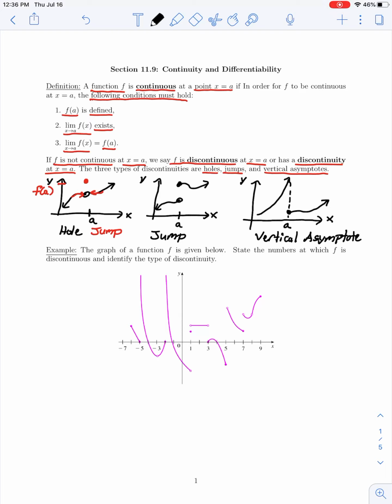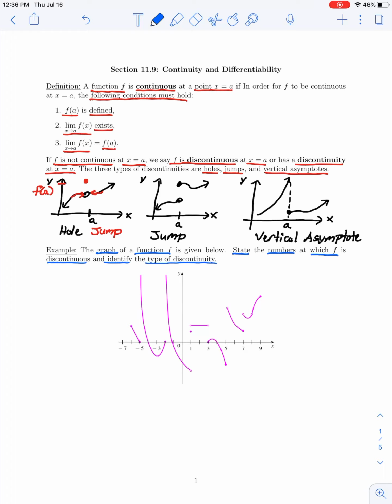So now that we've defined these three types of discontinuities, or defined continuity more formally, let's look at some examples where, given the graph of a function, we can determine whether or not it is continuous at a point, and state what type of discontinuity we have if the function is discontinuous at a specific value. So here we are given the graph of a function f, and we're told to state the numbers at which this function f is discontinuous and identify the type of discontinuity.